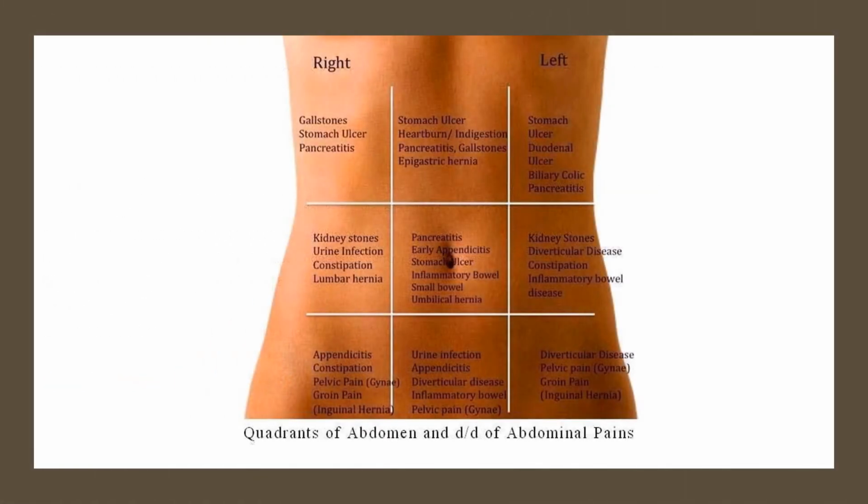Okay, this diagram is a very important diagram known as the quadrants of the abdomen and the differential diagnosis of abdominal pain. As I told you, abdominal pain is a very common symptom, and it is very important for the students to find out the actual site of the pain in the abdomen. Okay, these are the 9 so-called regions or quadrants classified according to the site of pain. So it is very important for you to find out exactly where the pain is.